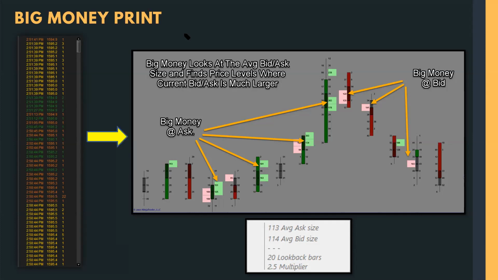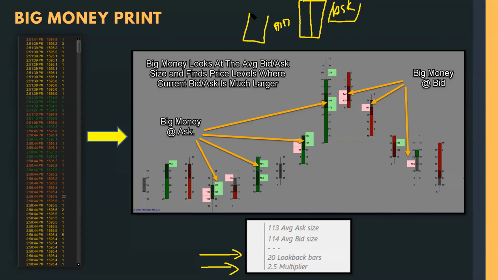We built an algorithm that tracks every candle. We built an algorithm that tracks all of the ask size and all of the bid size. And what we can do is set a look back period. We can choose the last 20 bars, the last 30 bars, the last 50 bars, whatever you choose. And then we can assign a multiplier.